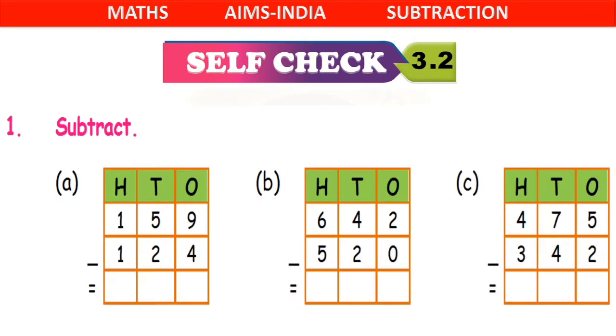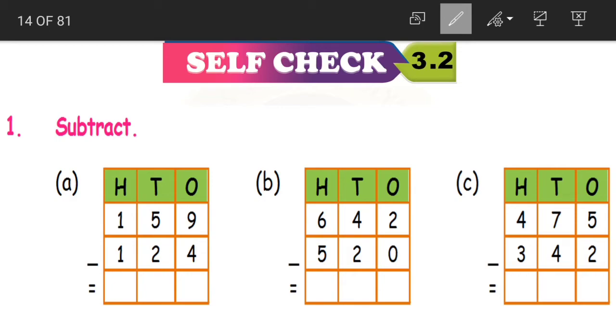Okay children, let's solve some examples now. First one, subtract. The first question is 159 minus 124. How do we do this children? We start from the ones place, right? So what do we have in ones place? 9 minus 4. What is 9 minus 4? Open 9 fingers and close 4. How many will be remaining? We will have 5 fingers. So 9 minus 4 is equal to 5.